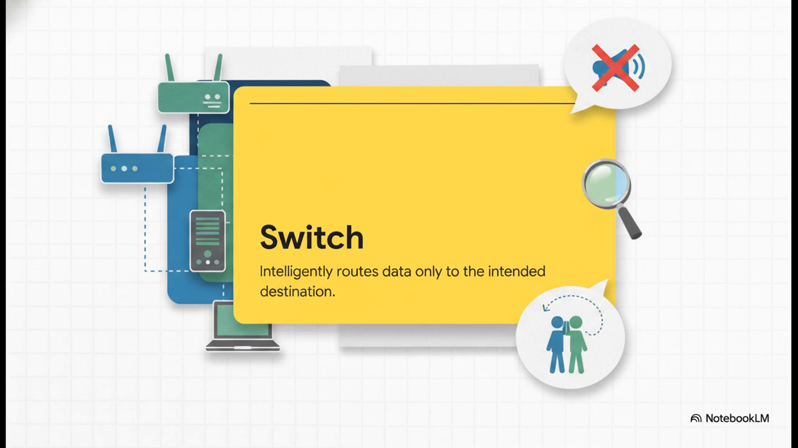Instead of shouting a message to the entire room and causing massive data traffic jams, a switch is a smart networking device that actually learns who is who. It intelligently routes data only to the intended destination. It effectively takes that data packet, walks right over, and whispers it directly into the ear of the correct recipient, completely ignoring everyone else on the network.